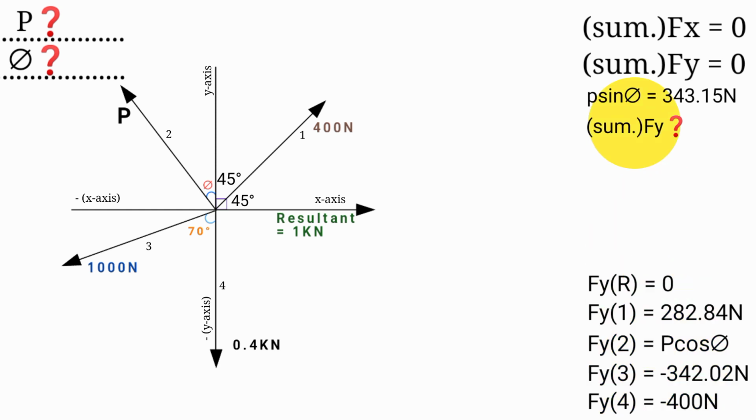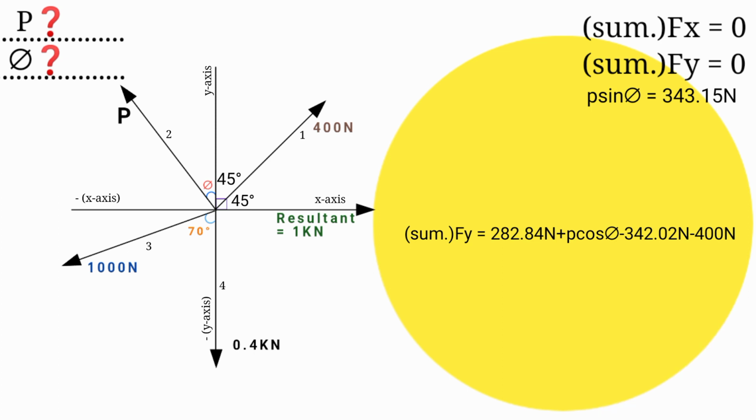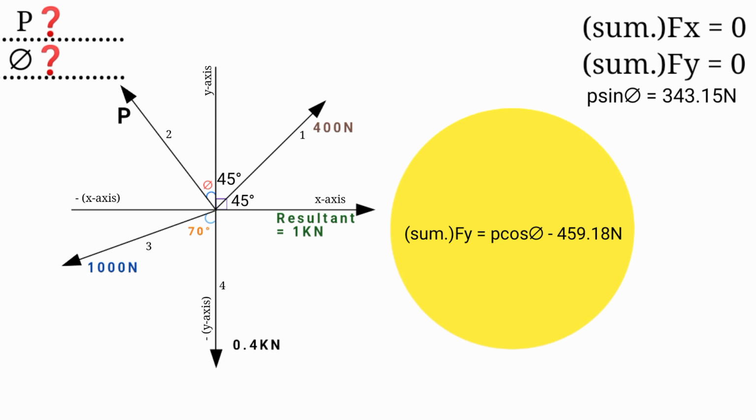Now summation of F of y is the sum of these forces here. So summing up now, summation of F of y equal to 282.84 Newton plus P cos theta minus 342.02 Newton minus 400 Newton. 282.84 Newton minus 342.02 Newton minus 400, if you press the calculator, is minus 459.18 Newton. So summation of F of y equal to P cos theta minus 459.18 Newton.